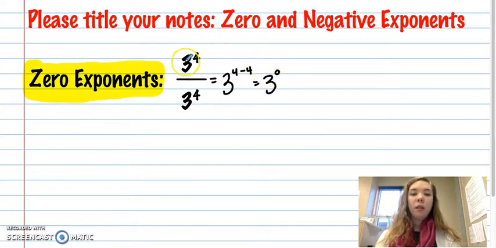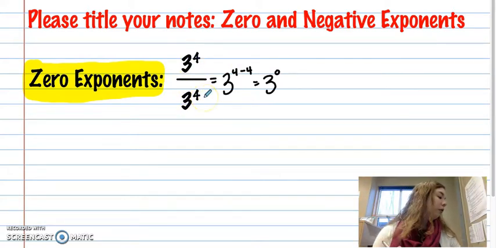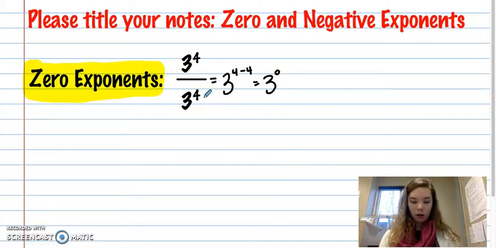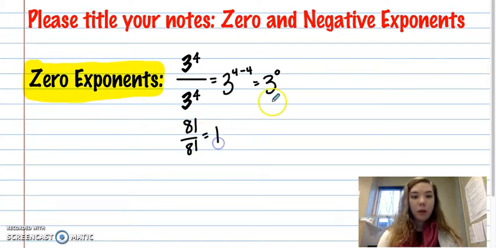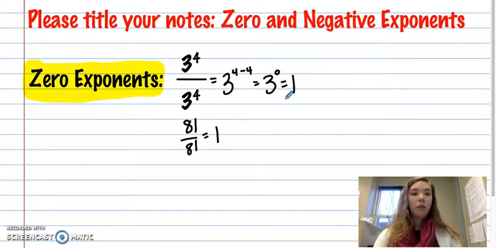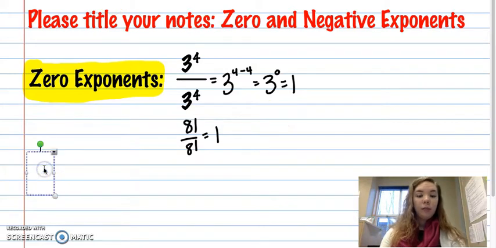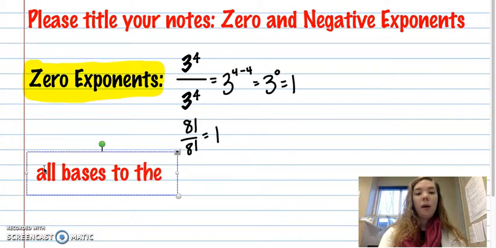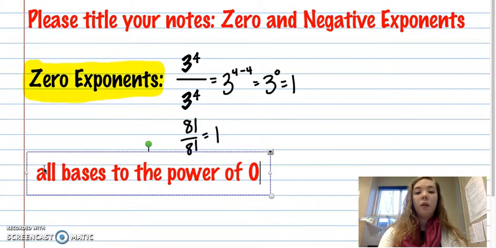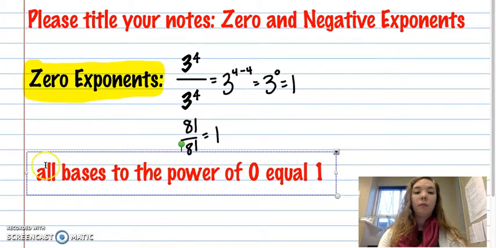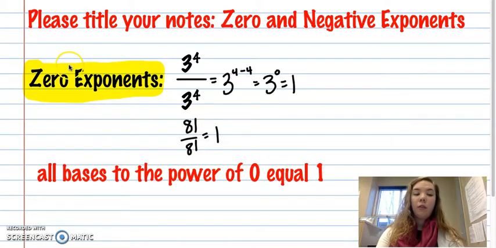We also know if something is the exact same on top and bottom, that it equals 1. Like if I take 3 to the 4th, let me double check here. That's 81. 81 divided by 81 is 1. Anything to a zero exponent is equal to 1. All right? All bases to the power of 0 equal 1. Okay, that's the rule for zero exponents.